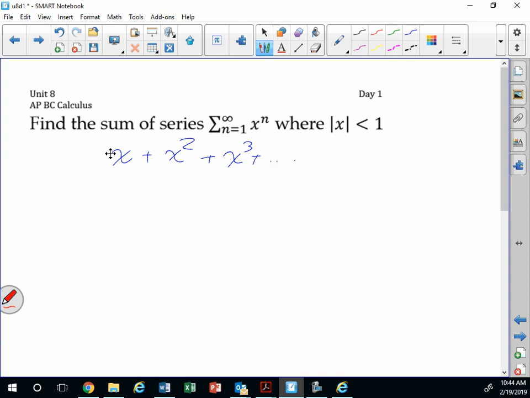Ladies and gentlemen, if I tell you the absolute value of x is... Get your phone on the table.